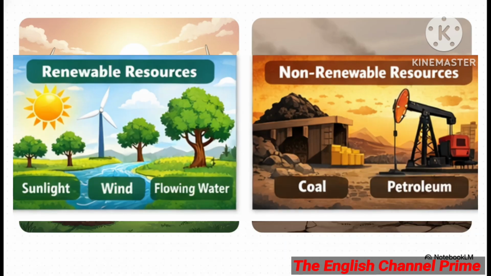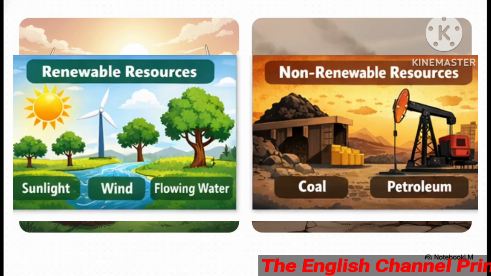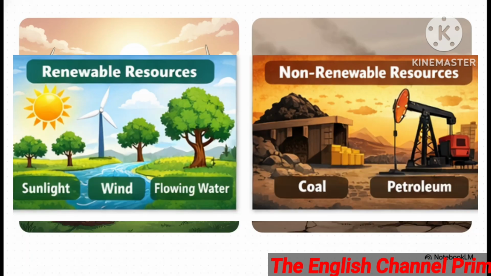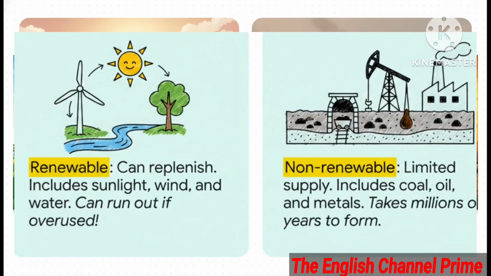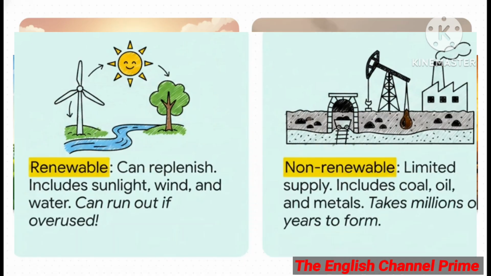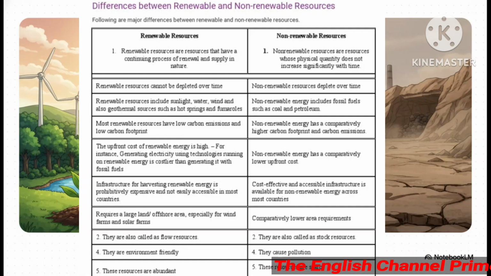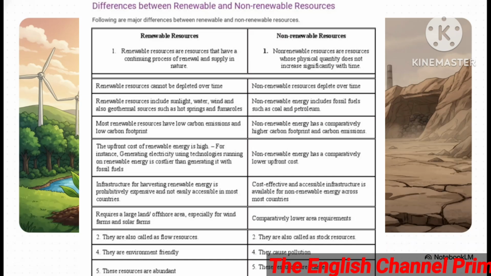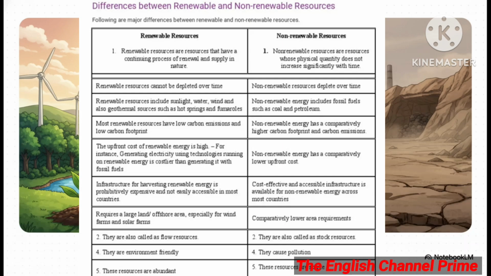And that brings us to a difference you absolutely, positively have to know for your exam. Renewable versus non-renewable. It's a huge deal. On one side, you have renewable resources, things like sunlight, wind, and even forests. They can grow back or replenish themselves. But on the other side, you've got non-renewable resources, like coal and oil. These things took millions of years to form. Once we use them up, they're gone for good. Understanding that is key to, well, everything else.